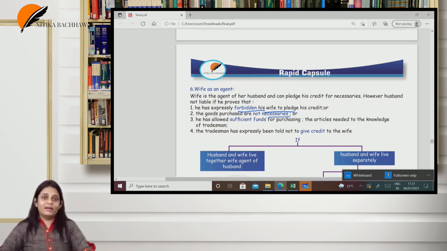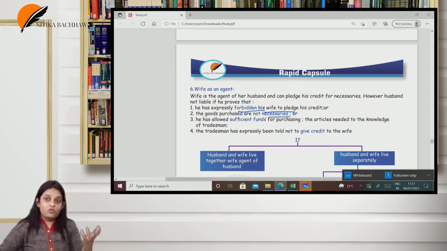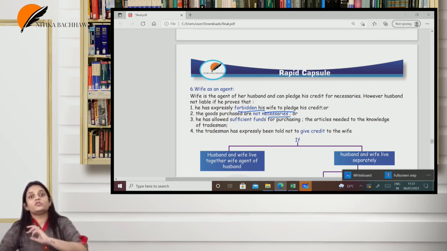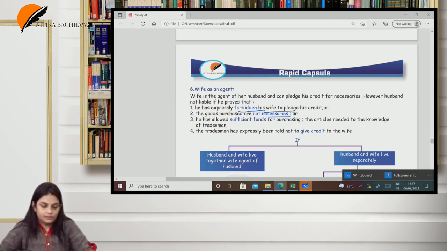But please understand one thing here: there is no flat slab for necessaries. For one female, maybe one sari is a necessary. For another female, maybe ten saris are necessaries. For one female, jewelry is not even a necessary, whereas for the other, to maintain her status, jewelry is a necessary. So that depends on the status of the person. So here there is no flat slab to explain necessaries. That depends on the status of the person. However, he is only liable for the necessaries.